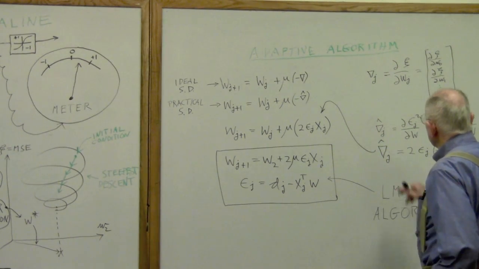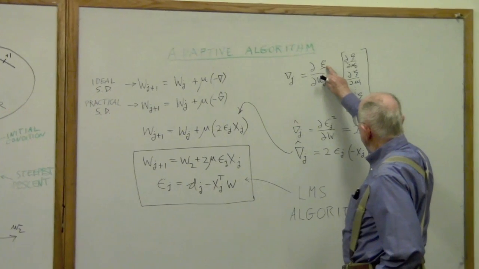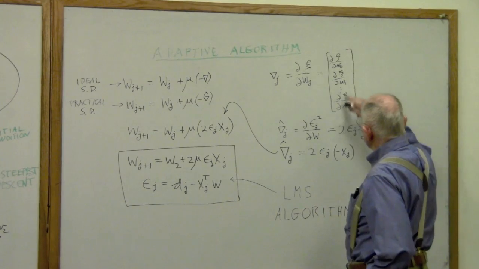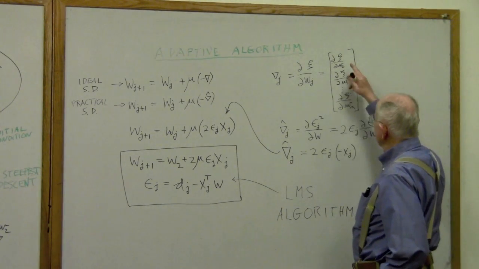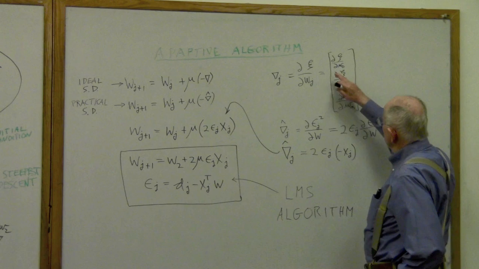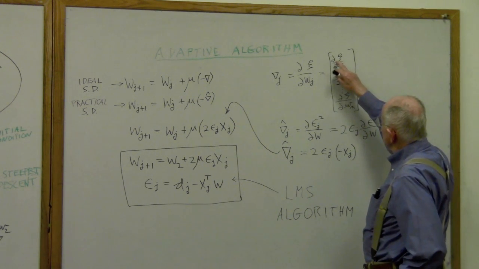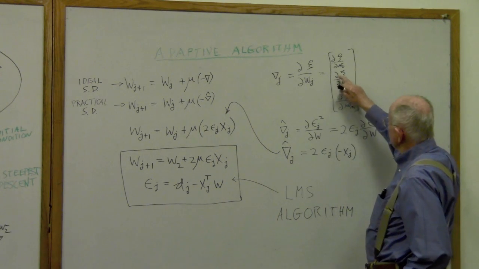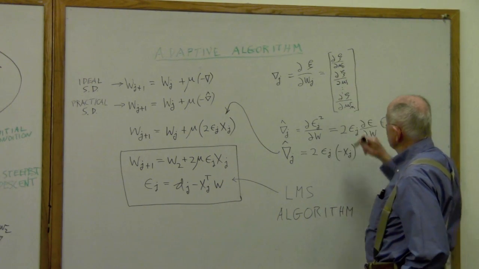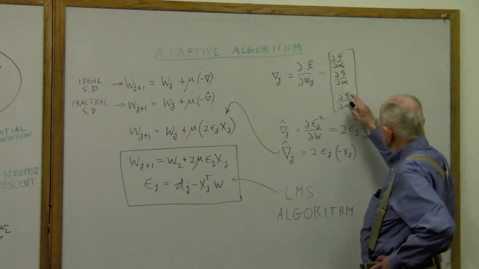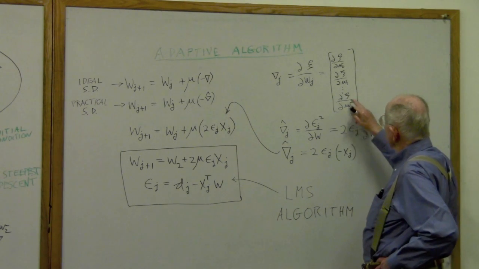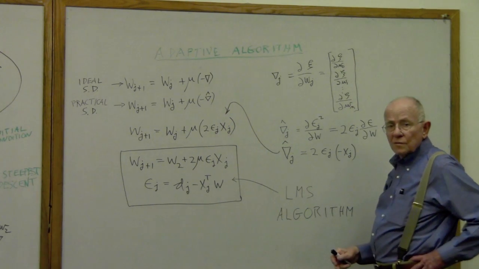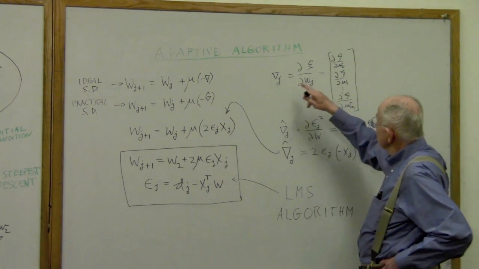Now, the definition of the gradient is the partial derivative of the mean square error with respect to the weights. That is to say, it's a column vector. The gradient is a vector. It's a column vector of the partial derivative of xi with respect to w0, the first weight, the partial derivative of xi with respect to the second weight, w1, and so on up to the partial derivative with respect to the nth weight. So it's the derivative of the mean square error with respect to all the individual weights arranged in a column, and that's the definition of the gradient.